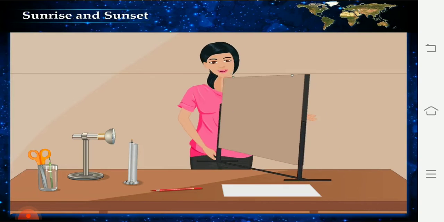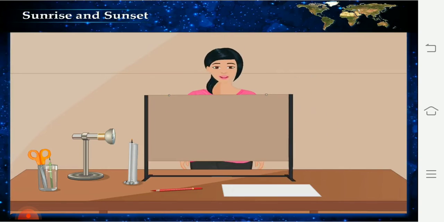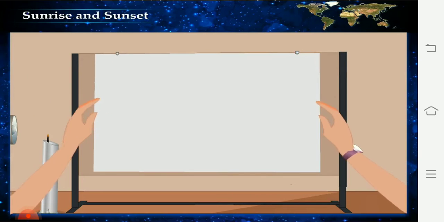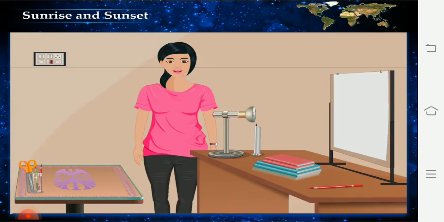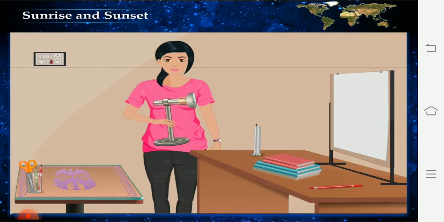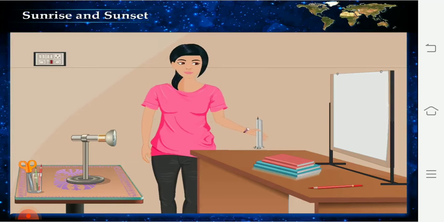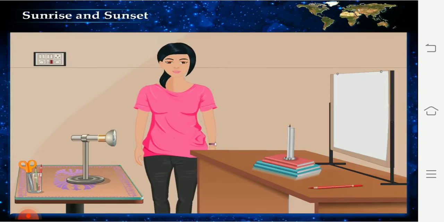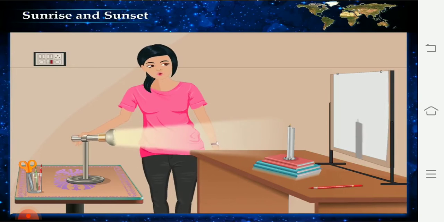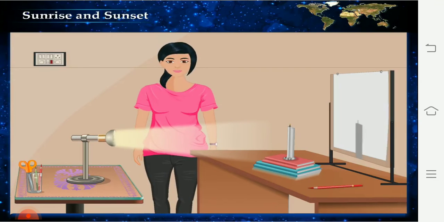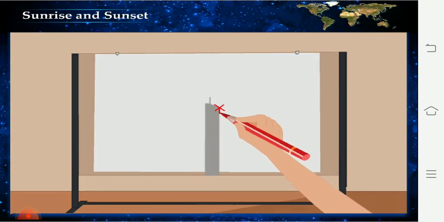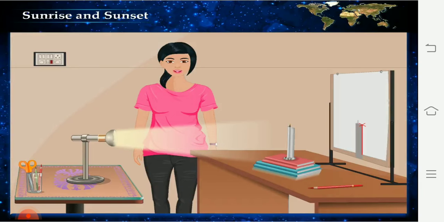First, keep the stand on one side of the table. Paste the white paper on it. Now, keep the torch in front of the stand and ensure that it wouldn't move. Place the candle in a vertical position between the paper and the torch. Keep the focus of the torch in such a way that the shadow of the candle falls on the paper. Mark the position of the shadow on the paper with the help of a pen.